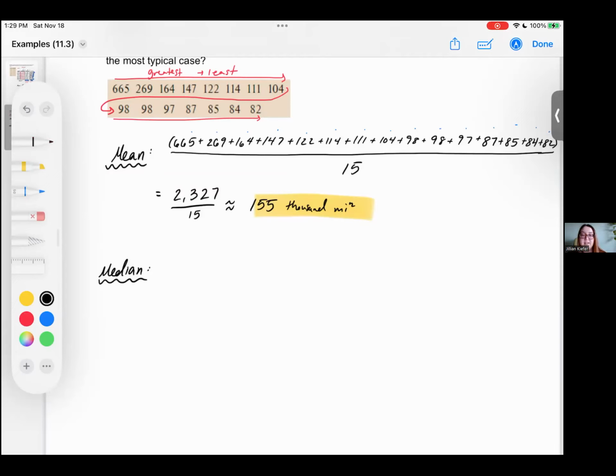We know there are 15 digits, so we're looking for the one that lies directly in the middle. So if there's 15 digits, we're really looking for the 8th digit because the 8th digit will have 7 less and 7 more. So go ahead, kind of count this out. We'll have 1, 2, 3, 4, 5, 6, 7, and 8. So our median will be 104,000 square miles.